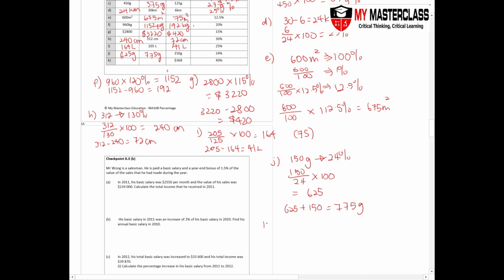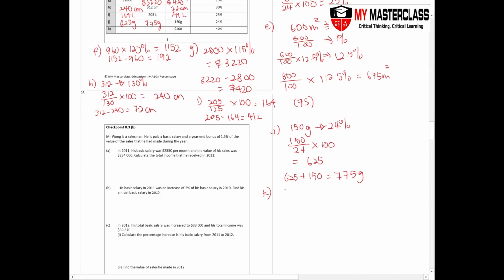Last one, which is part K. Again, 368 indicates 40%. So this means that 368 divided by 40 and multiplied by 100 to find my original value, I will get a good 920. So what's the increased value? 920 plus 368, that will give me 1288 eventually. So eventually I have 1288, and then I have 920 as the original value.